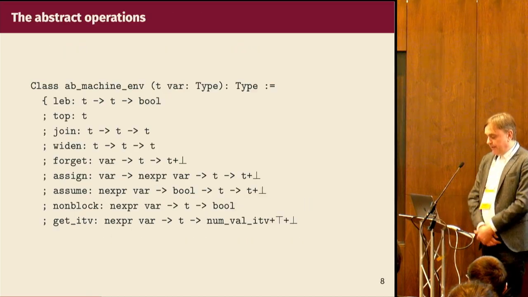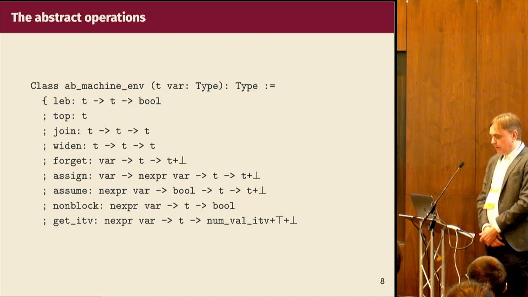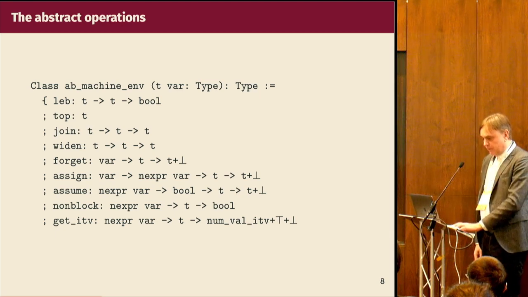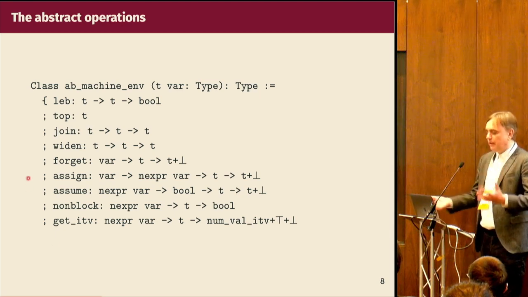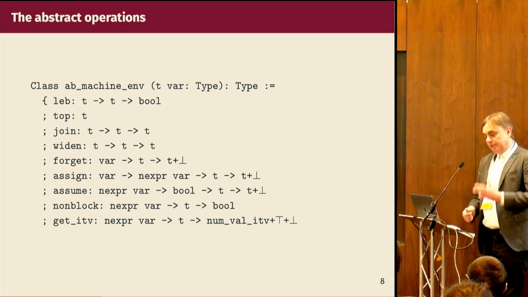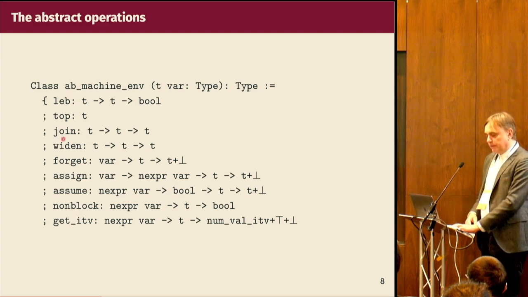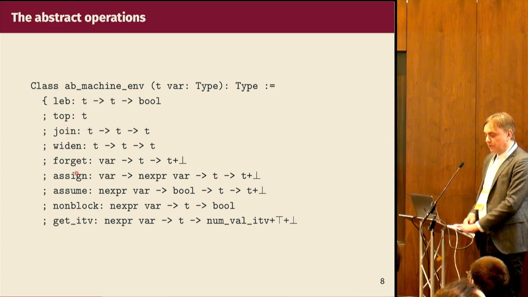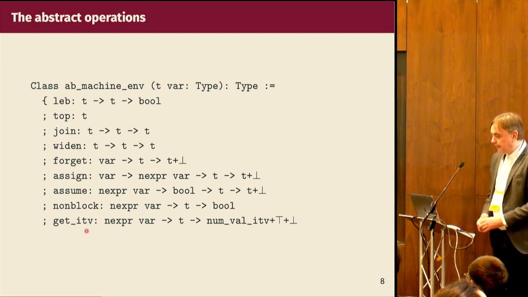Okay, and that gives this piece of Coq code, this Coq declaration. So it's a class which is basically a record type on steroids, but it's a dependent record type, so it contains a bunch of operations on the abstract values, type T, like the top, the join, widening operator, and those forget, assign, assume operations, and non-block and get interval queries.